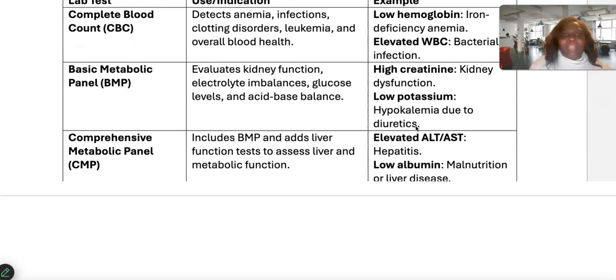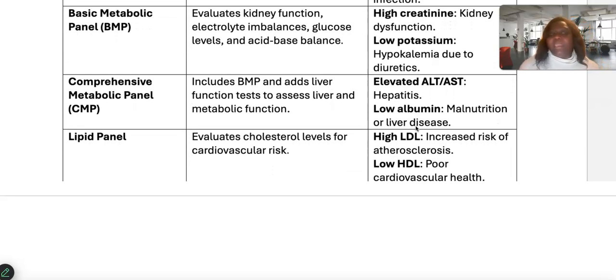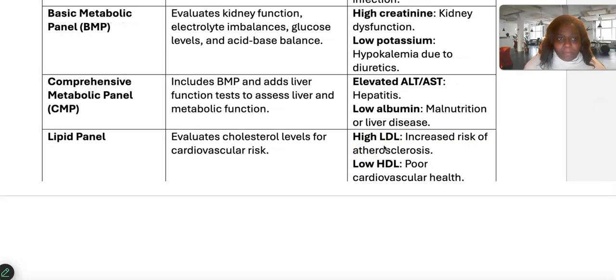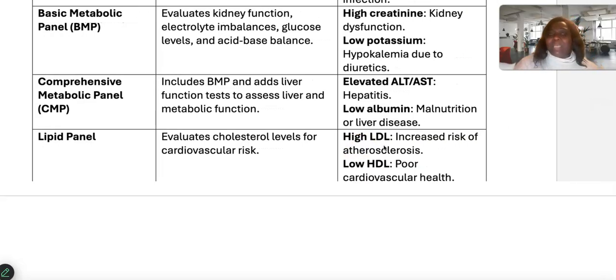The next component of lab we're going to talk about is the BMP. So what is the BMP? It is the basic metabolic panel. And what does it do? Normally, it evaluates kidney function, electrolyte imbalances, glucose levels, and acid-base balance. You must be able to articulate what it does. You must be able to define it any day, any time, as a provider, even as a nurse.